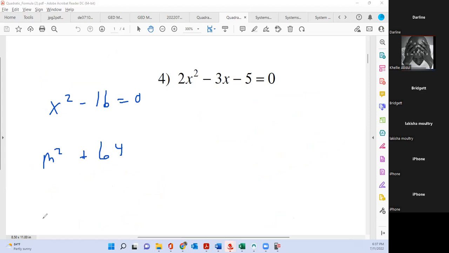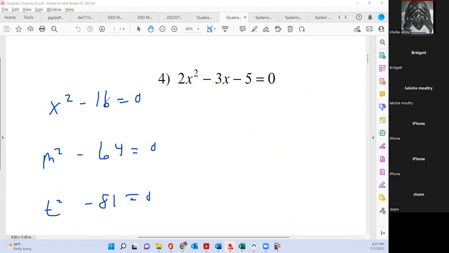Another square is 81. T squared minus 81 equals 0, right? When I see that it's a quadratic equation and I have a perfect square, this becomes real easy. So what's the square root of 16? 4. x plus 4, x minus 4. Boom.